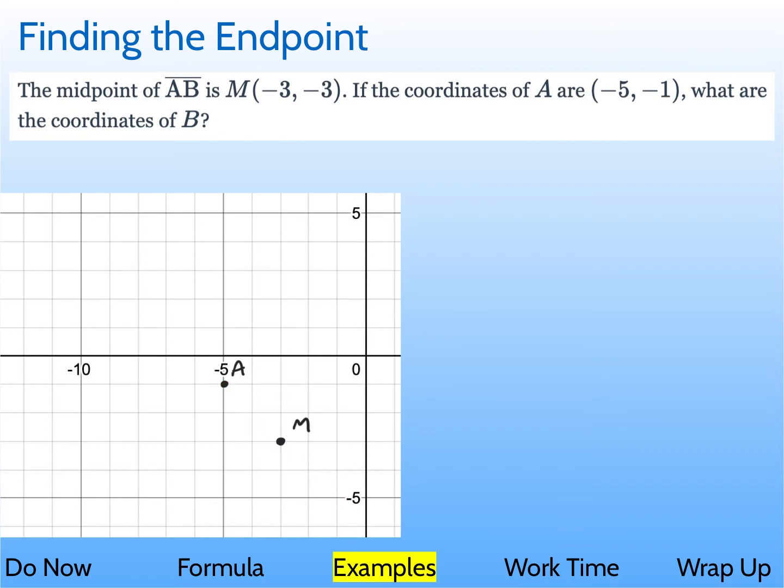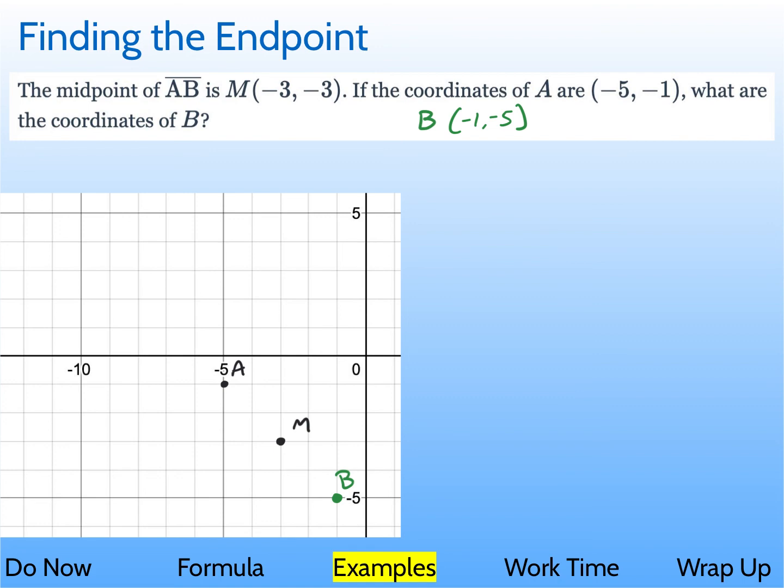That's where B is going to be, because what you want to do, you look at it and you think, how do I get from A to M? Well, I got to go to the right 2 and down 2. That gets you to the middle. But to get to the other end, you have to do that one more time. So you go to the right 2, down 2. So your answer, B, should be right here at (-1, -5).